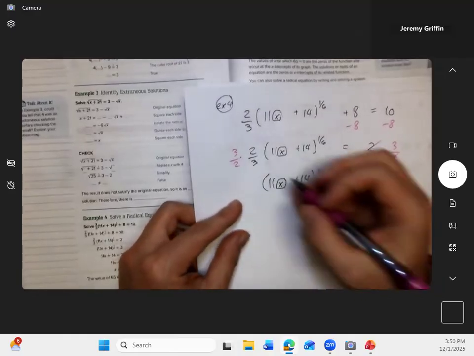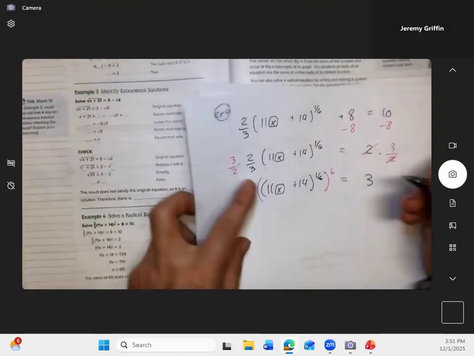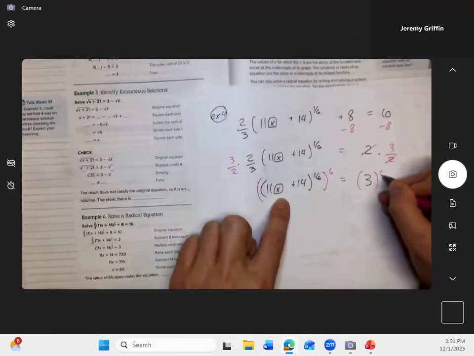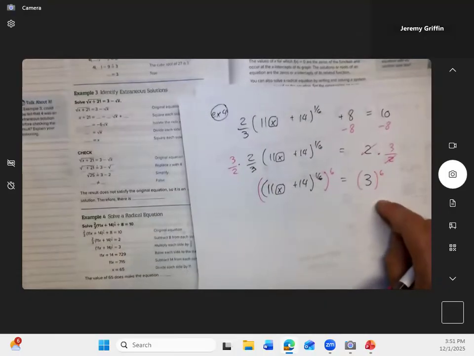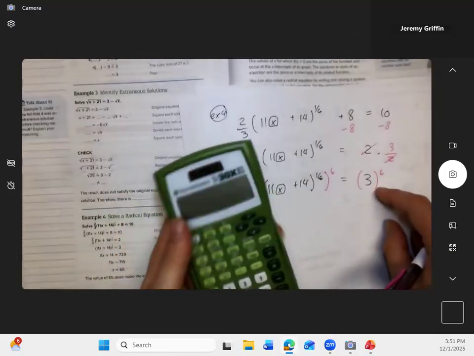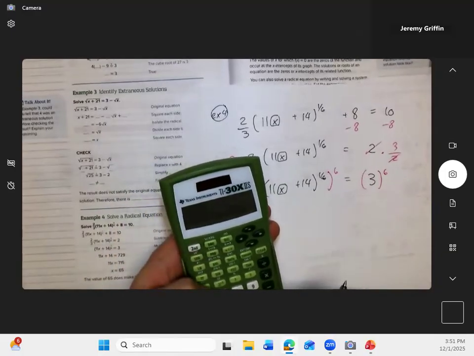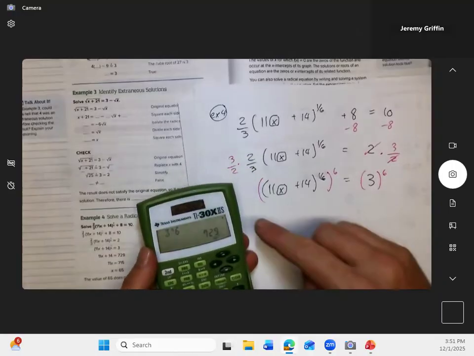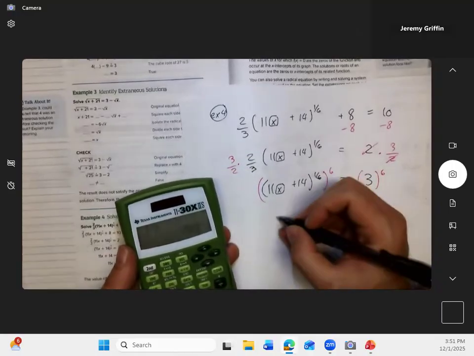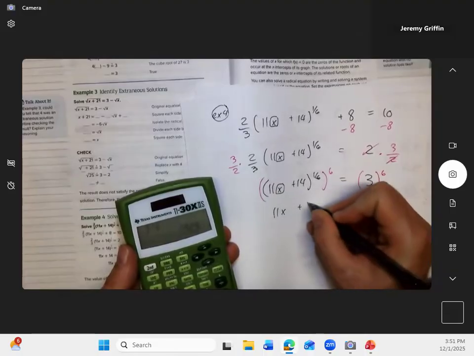Now I have to take each side to the power of 6 to unbury this x from the radical. Well, this is going to get pretty big because it's 3 times 3 times 3 times 3 times 3 times 3. What is that? Oh, actually, that's not too bad. 729.